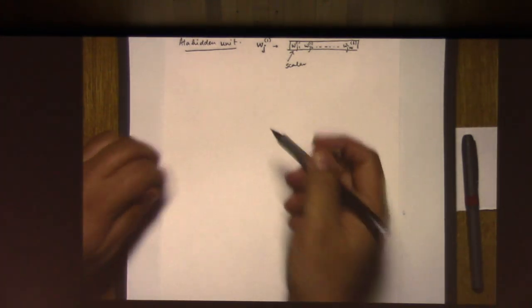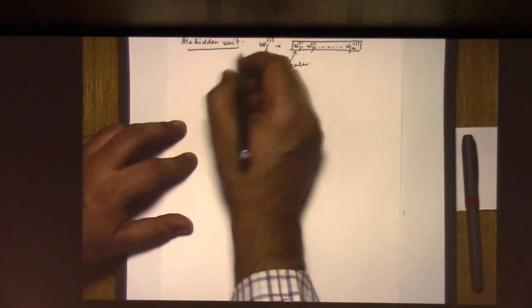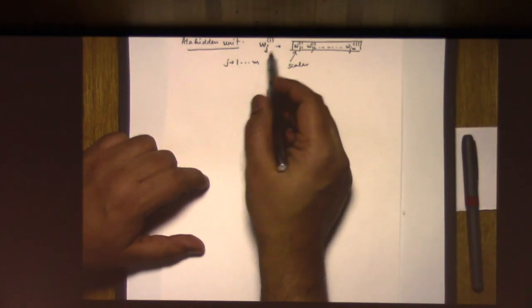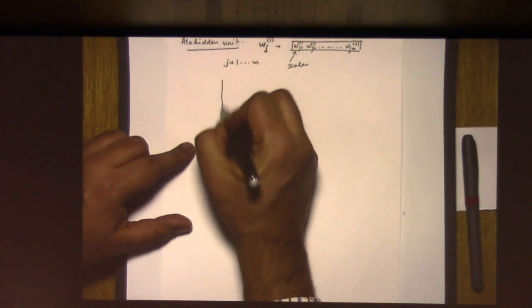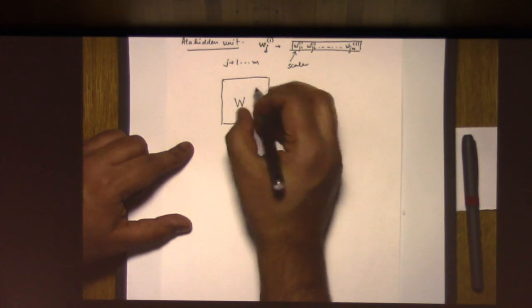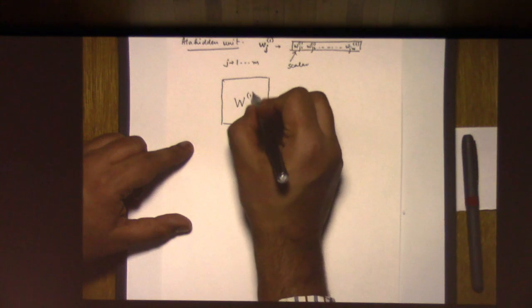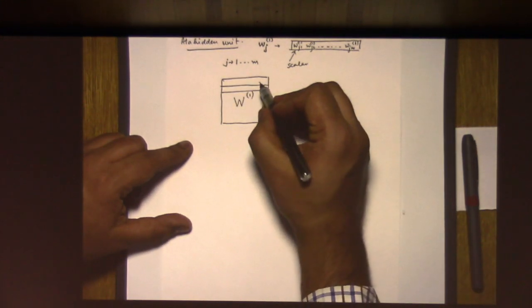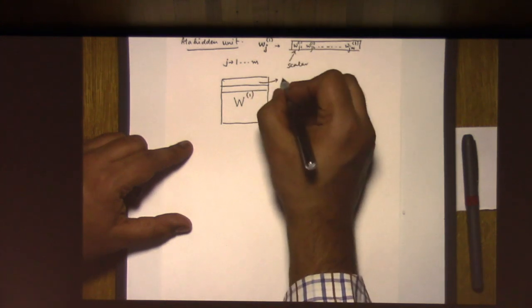To make it easy to implement this algorithm, what we typically do is put all of these vectors, where j goes from 1 through m because there are m hidden units with weight vectors, into a matrix, and we call that a big W of 1. In this matrix, each row corresponds to the small w from before.